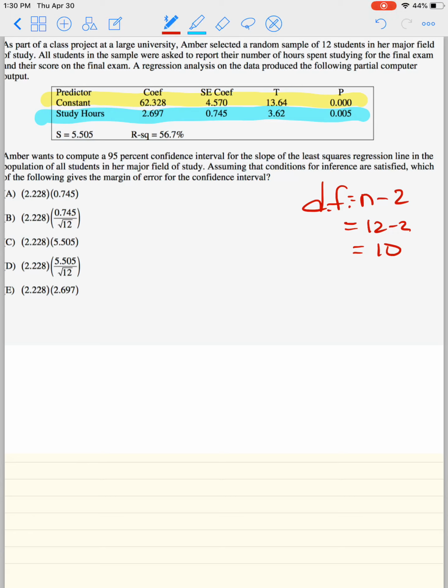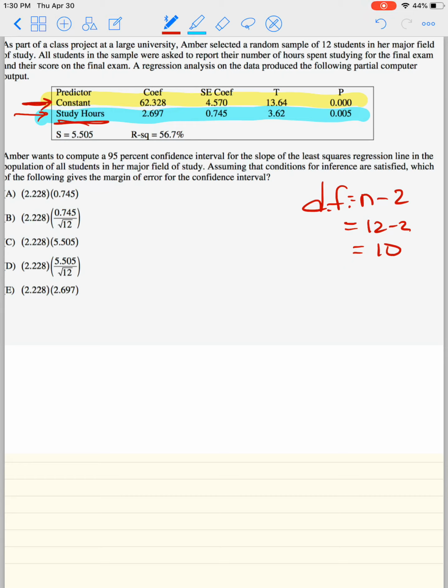And how do we know that? Well, this word here is constant, right? And constant refers to the y-intercept. This here says study hours, but in all cases, it changes depending on the problem. So in this case, study hours is our x variable. In the next example, instead of study hours, it would say lead, and lead will be our x, and so on. So that variable changes, but constant always stays the same.